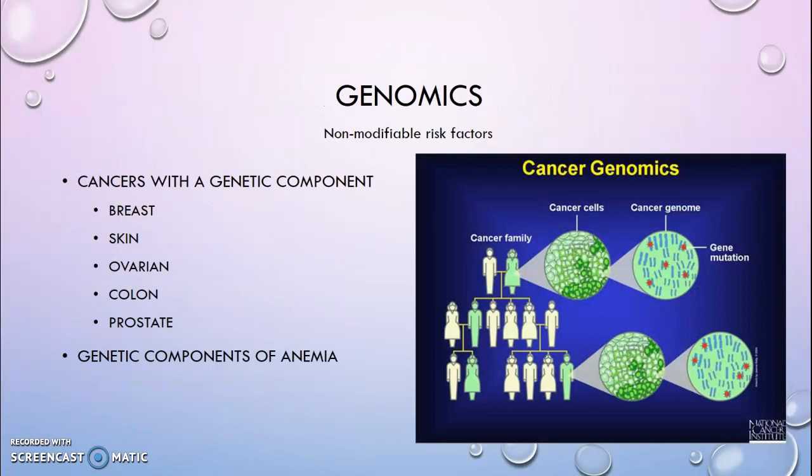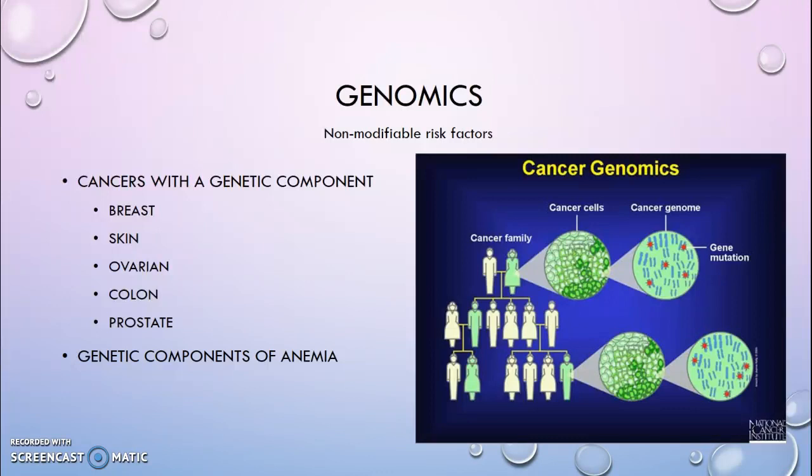One of the important things to examine with respect to disease processes is risk factors. Some of these are modifiable, meaning you can do something about it, and some of these are non-modifiable. Non-modifiable risk factors include things like age, gender, ethnicity, and family history.